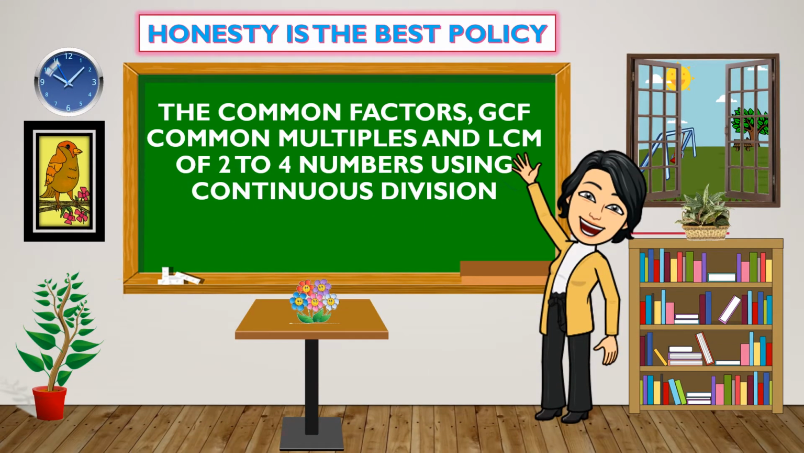Hi, hello everyone. Once again, I'm here, your teacher in Mathematics 5. Today, we will talk about the greatest common factor or the GCF and the least common multiple or LCM of 2 to 4 numbers using continuous division.